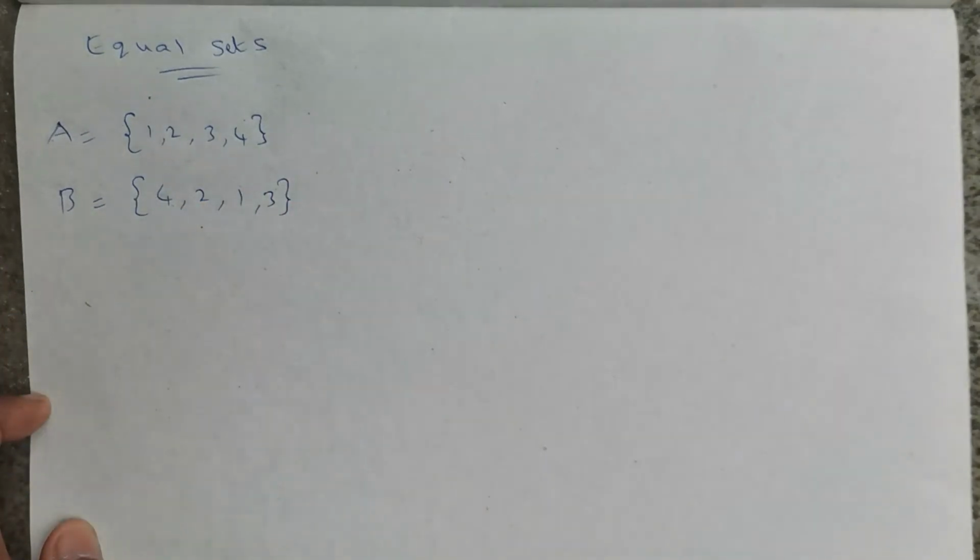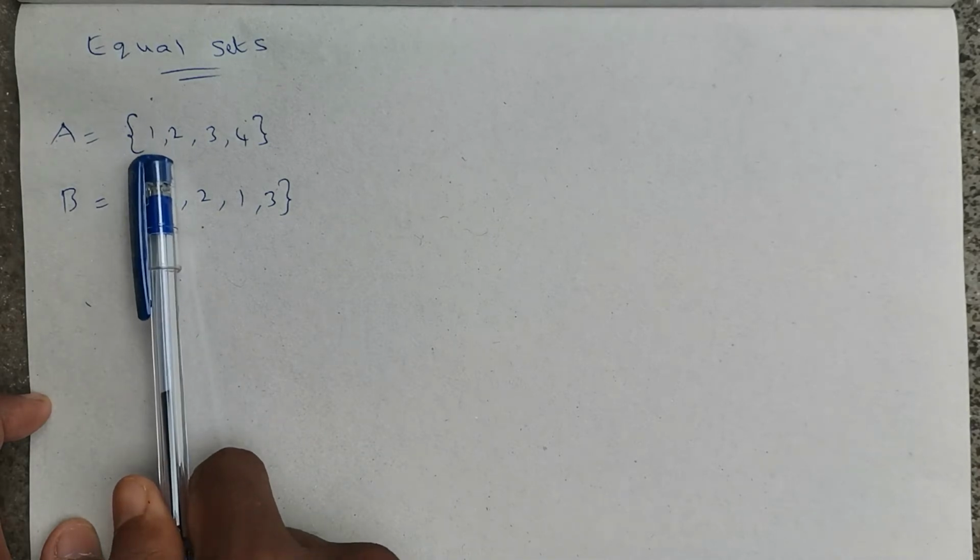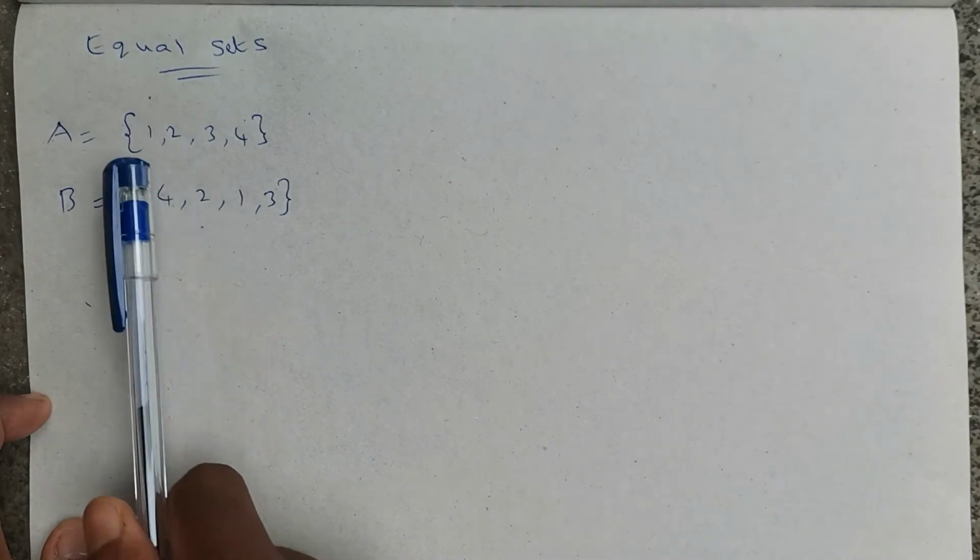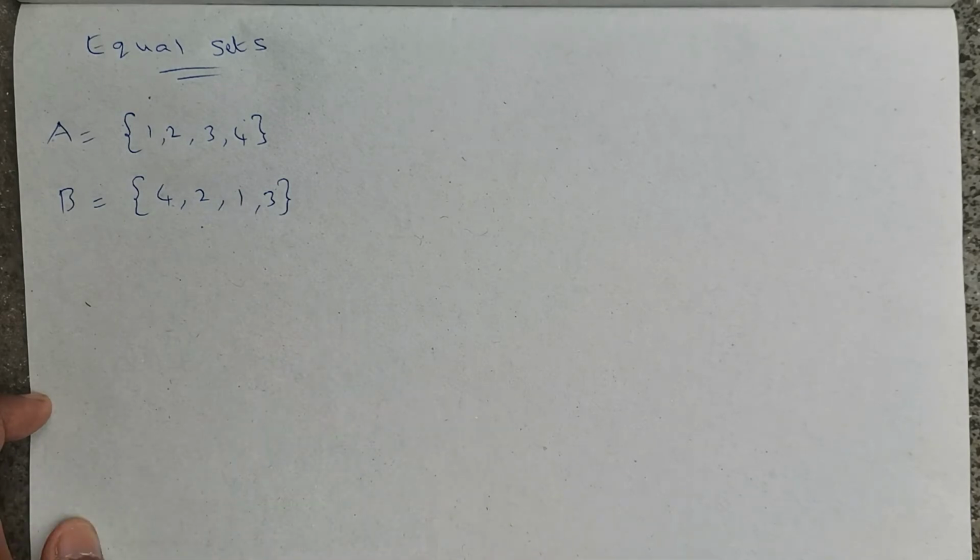So the two sets A and B are said to be equal if they have exactly the same elements, where the order does not matter. One may be the first element or else one may be the third element, but one is one only. So the order of the elements doesn't matter. If the two sets have exactly the same elements, then those two sets are called equal sets.